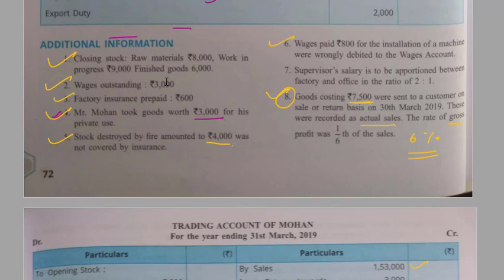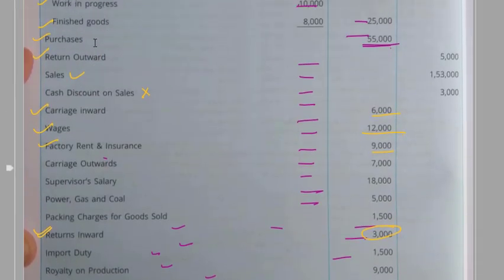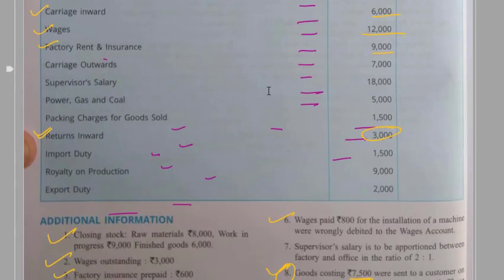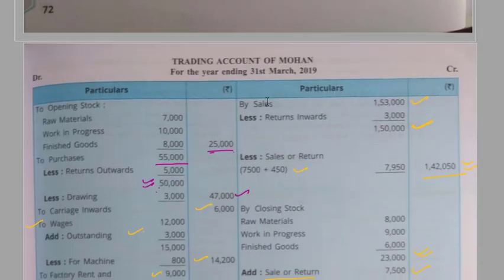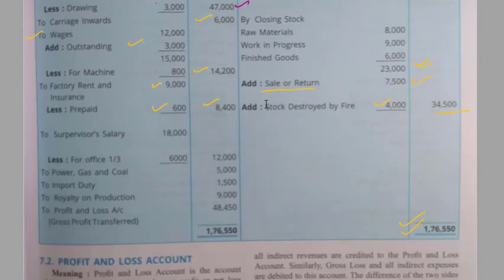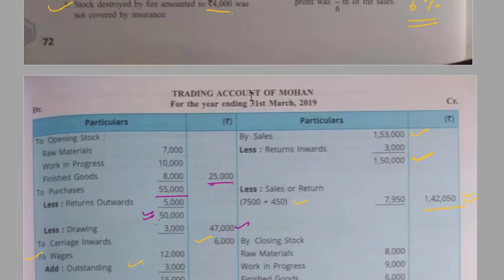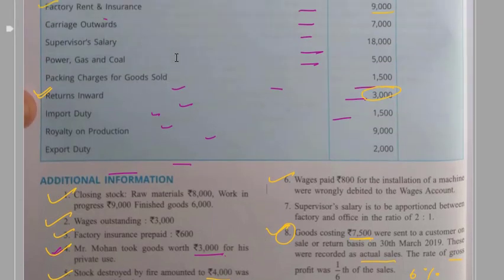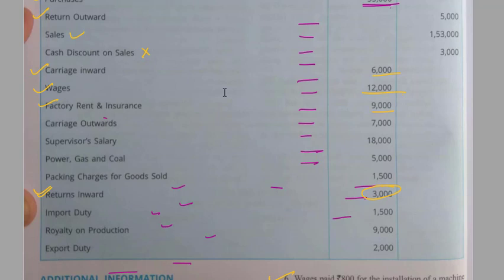So now what is remaining? Supervisor's salary is remaining. Factory rent and insurance we have included. Carriage outward, 7,000. Now this carriage outward 7,000 we will not record because it is going to be included in profit and loss account. Carriage inward we will include, but carriage outward, make a note that as this is for finished goods, it is not included in trading account. So carriage outward we will not include.